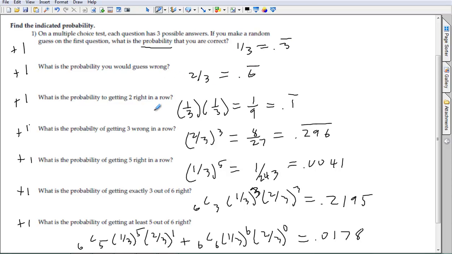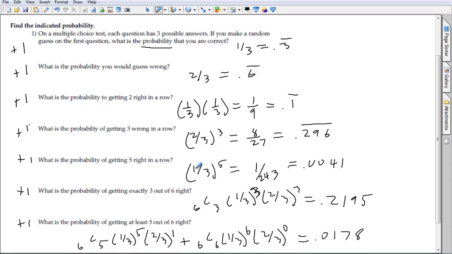And then what's the probability of getting 2 right in a row? They're independent events, so it's just 1 out of 3 multiplied by 1 out of 3. So it's 1/9, or about 0.1 repeating. 3 wrong in a row would be 2/3 and 2/3 and 2/3. So multiplying 2/3 three times, which can be written this way, is about 8/27, which is about a 30% chance of getting 3 wrong in a row.